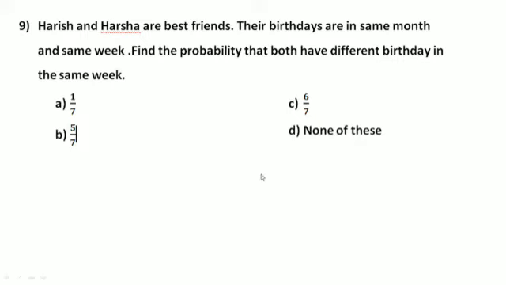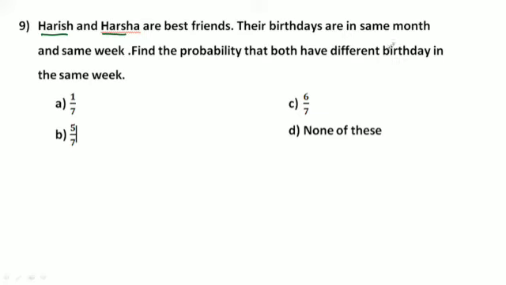Harish and Harsha are the best friends. Their birthdays are in the same month and same week. Find the probability that both have different birthdays in the same week. Harish and Harsha are the best friends. Please read very carefully, children. Harish and Harsha both are the best friends. Their birthdays are in the same month and same week. Find the probability that both have different birthdays in the same week.